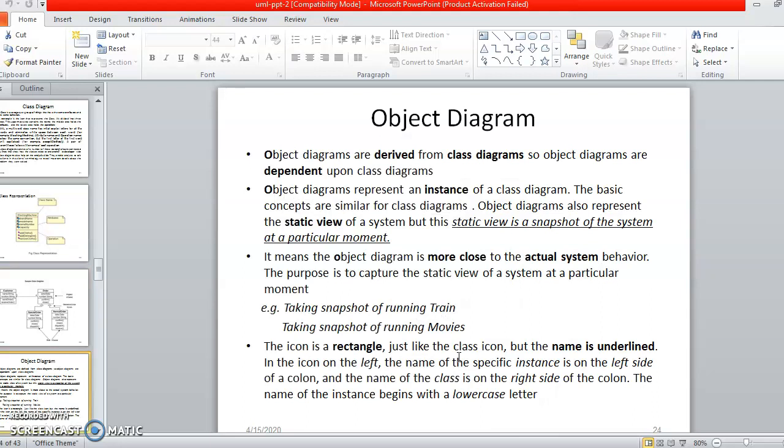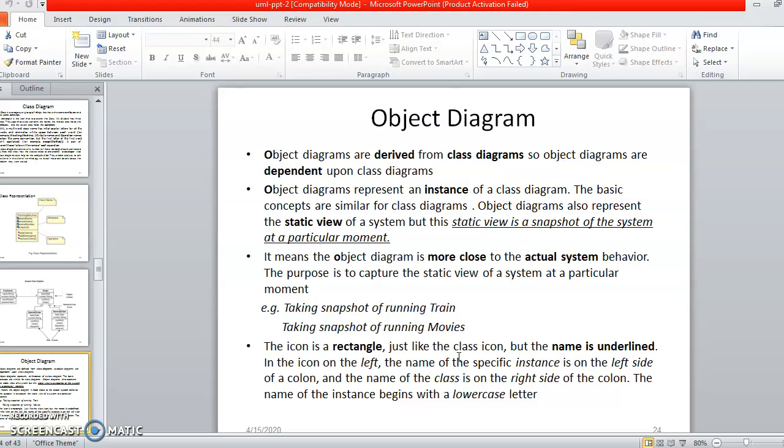Next one is the object diagram. Object diagrams are derived from class diagrams, so object diagrams are dependent upon the class diagrams. Object diagrams represent an instance of a class diagram. The basic concepts are similar to class diagrams. It means the object diagram is closer to actual system behavior. The purpose is to capture a static view of the system at a particular moment.